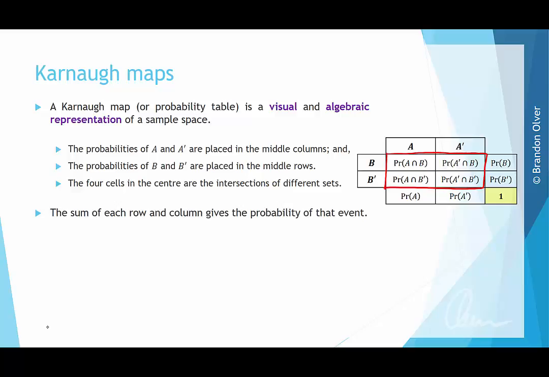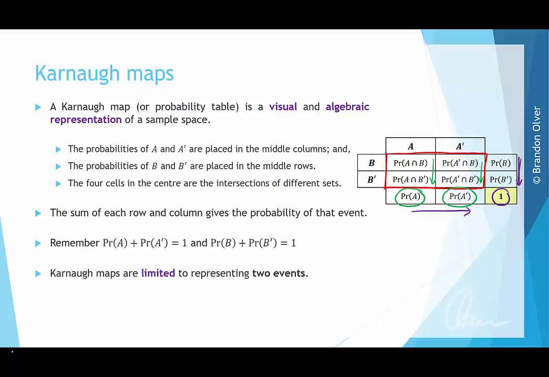The sum of each row and column gives the probability of that event. So adding up these two cells will give the probability of A, and adding up these two cells would give the probability of A complement. The same thing holds if you go across the rows of B and B complement. We also need to remember that the probability of A plus the probability of the complement of A equals 1, and likewise, the probability of B plus the probability of the complement of B equals 1. That means if we sum across or sum down, we'll always get to 1. That's a useful property of the table that we can use to solve more complex problems.